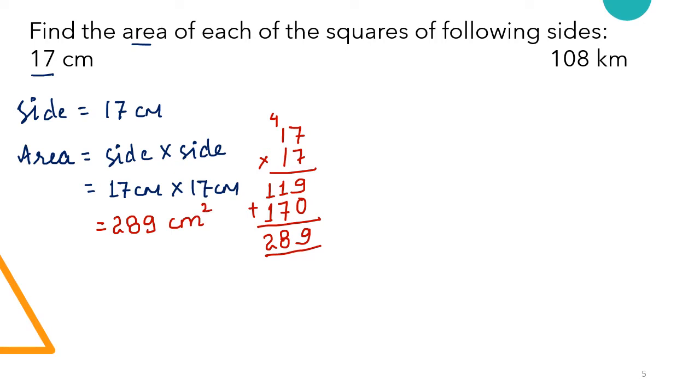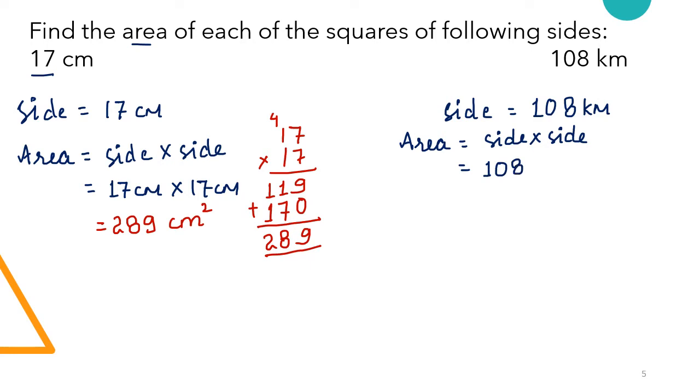So centimeter square. Now in the next part, side is given to us, that is 108 kilometer. So area of a square will be equals to side multiplied by side. So 108 kilometer multiplied by 108 kilometer. Now let's multiply both the numbers, 108 and 108.